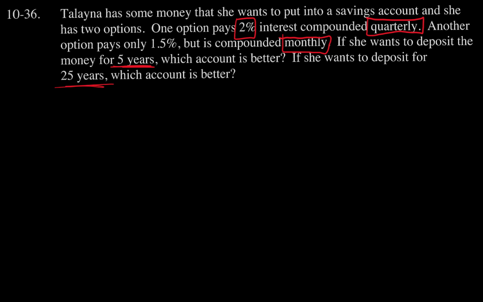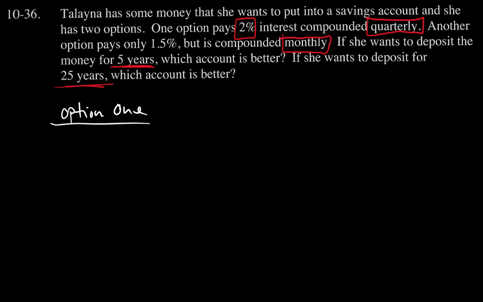All right, so let's take a look at this, and we're going to write two different equations to model each situation, and I'll probably use my calculator then, and we'll extend this out to see if we can figure out what would be better, either for 5 or for 25 years. So first thing I want to do is create an equation for option 1.